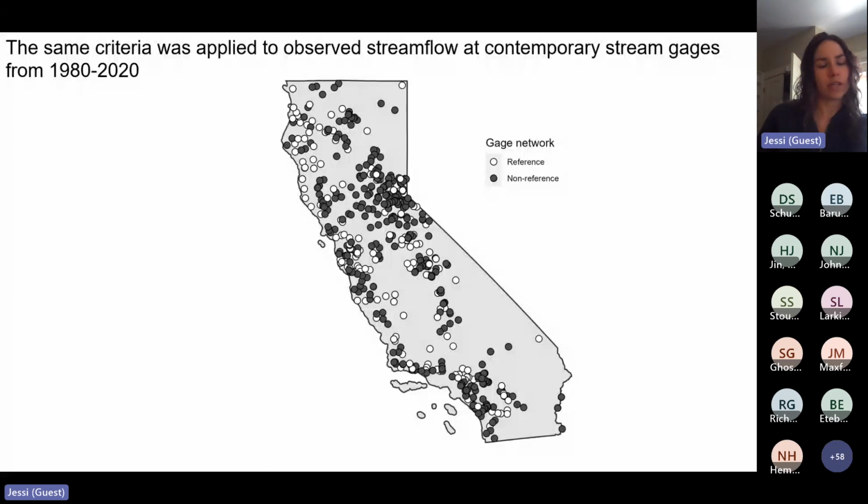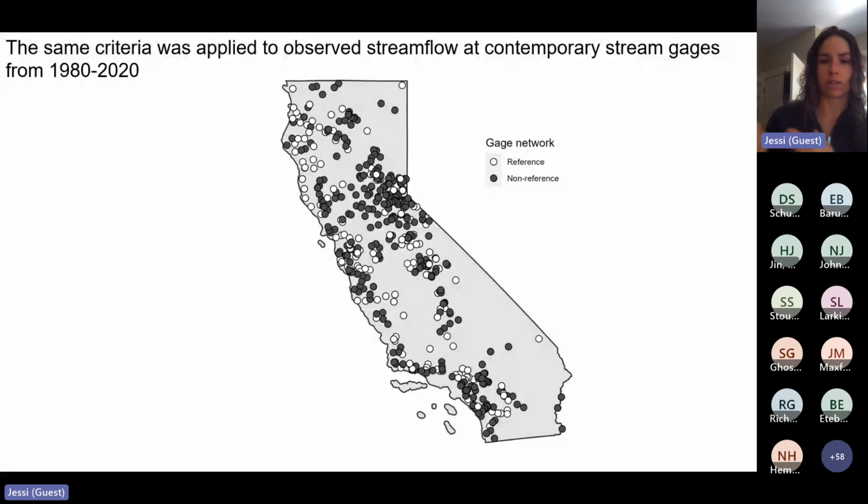So we're doing this alteration assessment in the last 40 years from 1980 to 2020 using a different gauge network. So this is the current gauge network, different from what I previously showed you. But in this gauge network, we have both reference and non-reference streams.